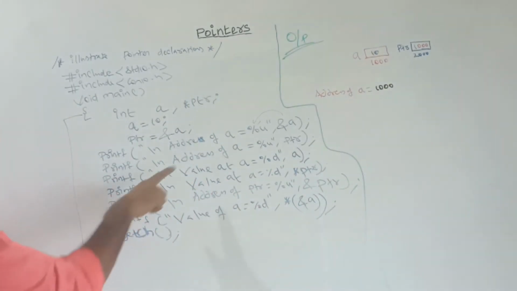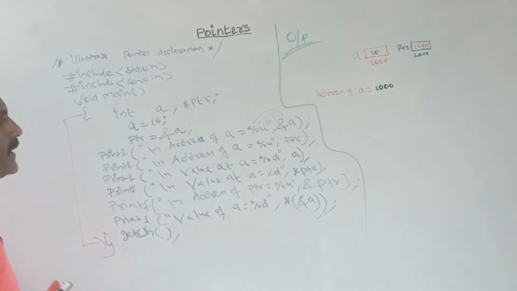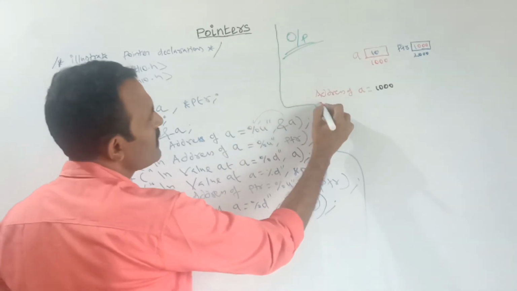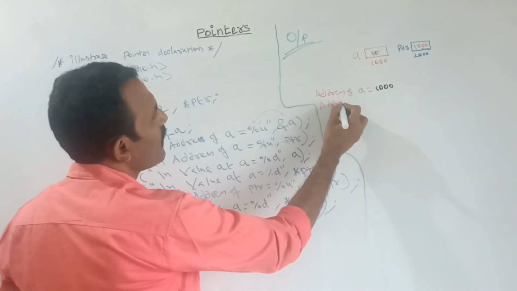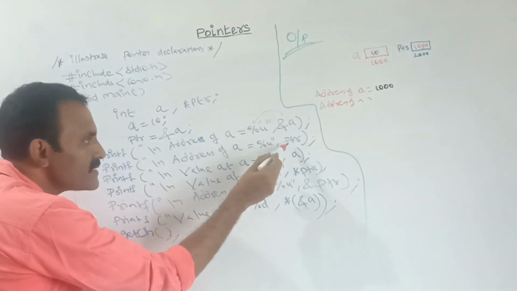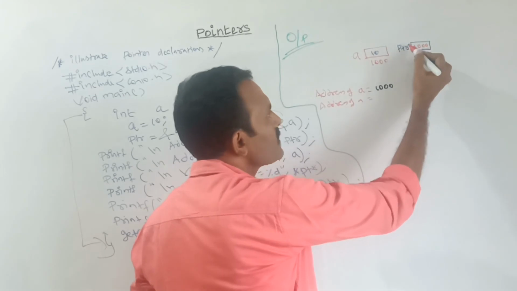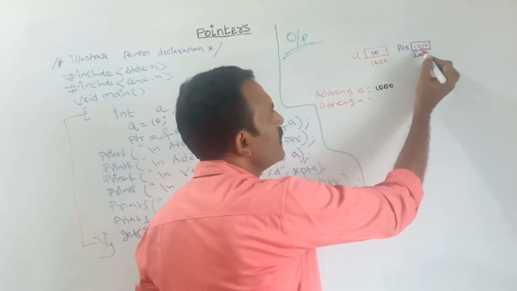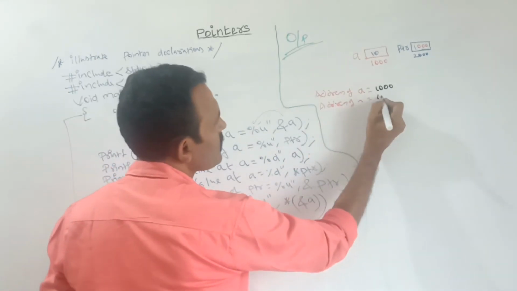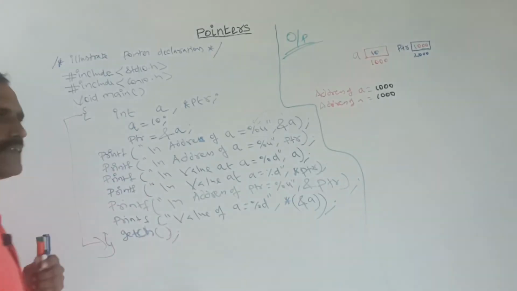Next step: address of A, percentage U, and next the pointer variable. So here also the message will display as address of A, but here the value inside this pointer is what I am telling it to print. So what is the value inside this pointer variable? This 1000. So the result will print as 1000. So what is this 1000? Address of A. So I had given it as address of A.